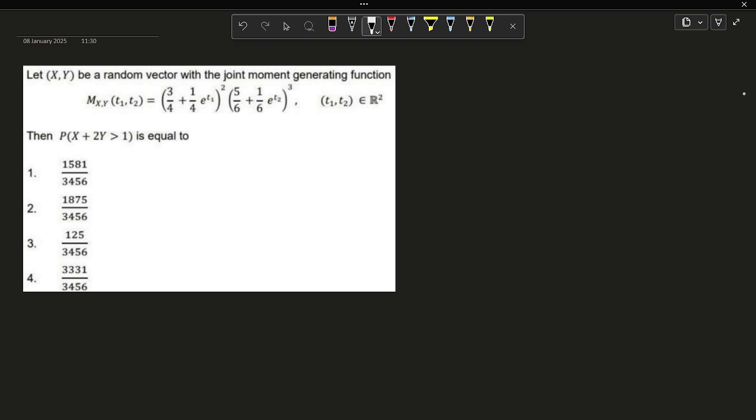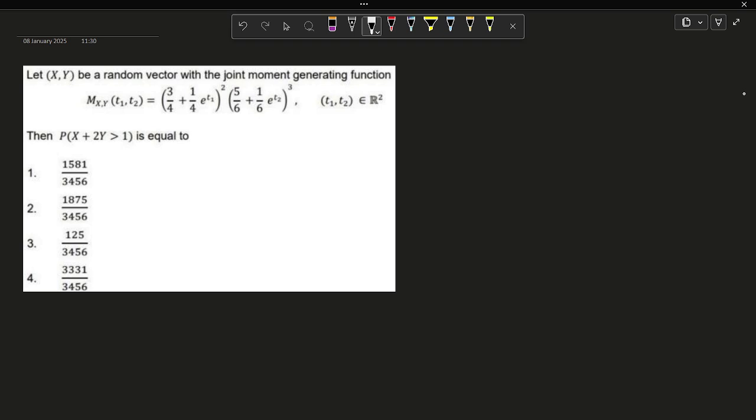Then P(X + 2Y > 1) is equal to what? There are four options. We analyze the joint moment generating function and compute the probability of this.